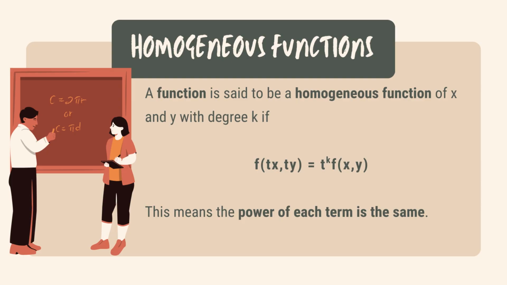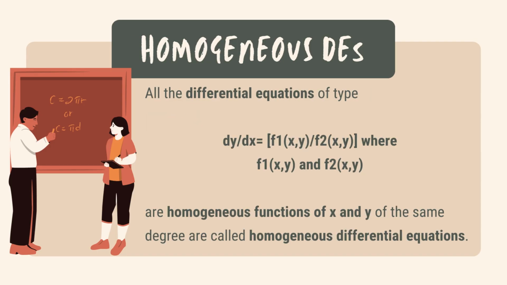So if we have homogeneous, there should be homogeneous functions as well. You're right. A function is said to be a homogeneous function of x and y with degree k if f of tx comma ty is equal to t to the power k times f of x comma y, which means that the power of each term is the same. Using this, we go to homogeneous differential equations. All the differential equations of type dy by dx is equal to f1 x comma y by f2 x comma y, where f1 and f2 are both homogeneous functions of x and y of the same degree, we call homogeneous differential equations.